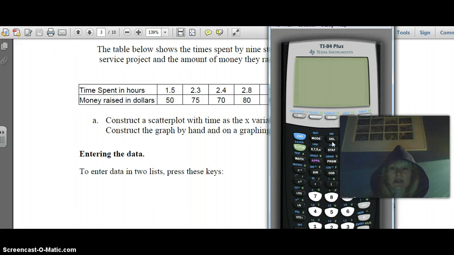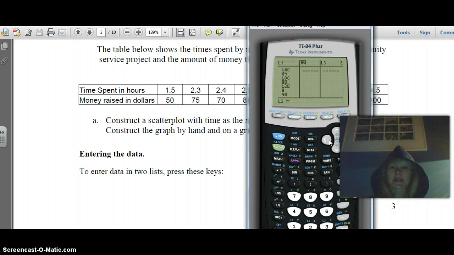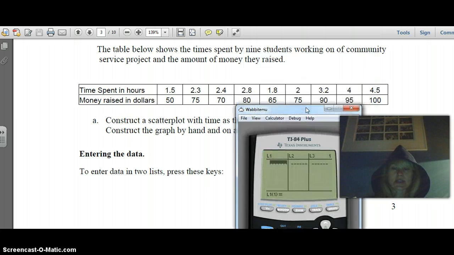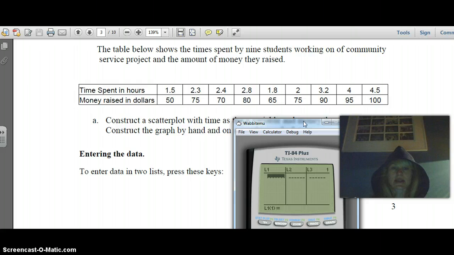Hopefully you remember that you're going to hit stat, first, enter, and enter. Technical difficulties. Okay. And again, you can clear the column by highlighting the L1 and go clear, enter. So go ahead, I'm going to move this down so you can see this data and put this data in your L1 and L2. Go ahead and hit pause.